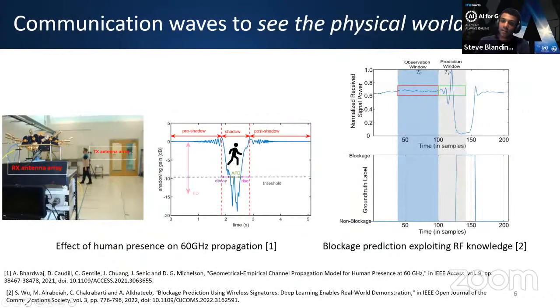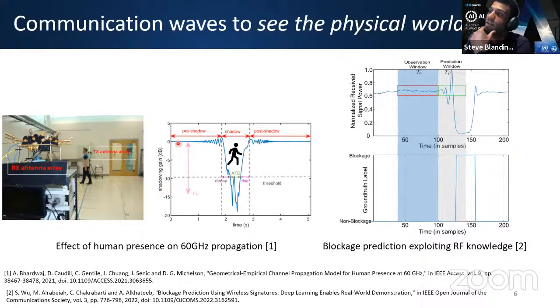And we have done this already. We have used communication waves to see the physical world. I have here an example of the effect of human presence on 60 gigahertz propagation. These are some measurements that we did a couple of years ago. So basically, in this case, we have a transmitter antenna array and a receiver antenna array at millimeter wave. And we see that transmitting a wave, we see the impact of the human presence on the received signal.